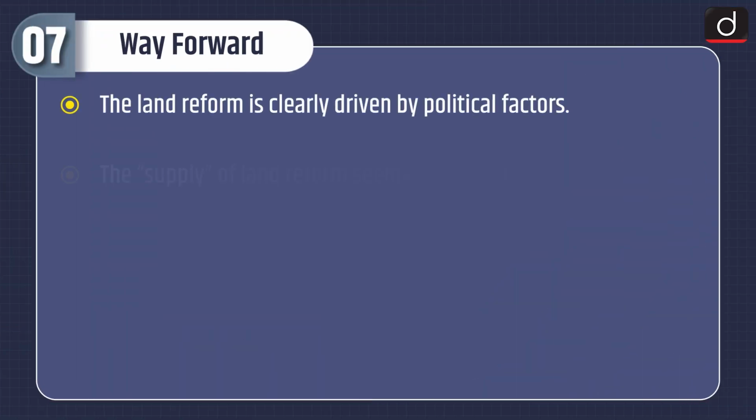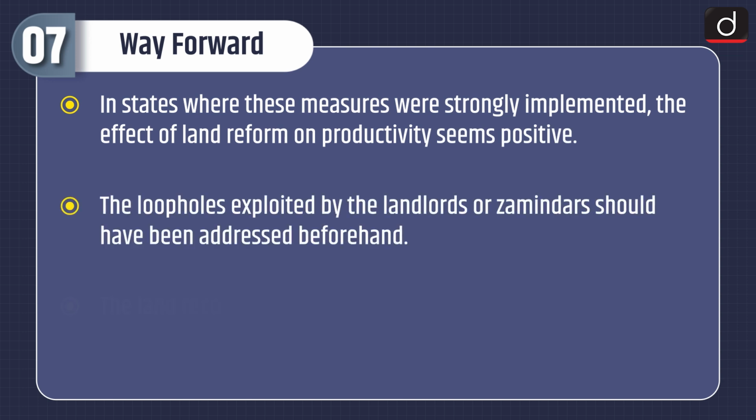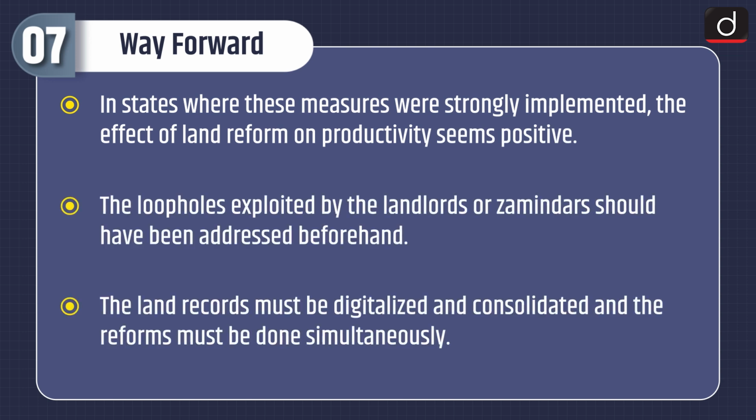Now lastly, let's discuss the way forward. The land reform is clearly driven by political factors. The supply of land reform seems to depend on the electoral success of political parties as well as how tight the electoral competition is. The evidence suggests that land reforms had a negative effect on poverty while the effect on productivity is mixed. In states where these measures were strongly implemented, the effect of land reform on productivity seems positive. The loopholes exploited by the landlords or zamindars should have been addressed beforehand, the land records must be digitalized and consolidated, and the reforms must be done simultaneously.